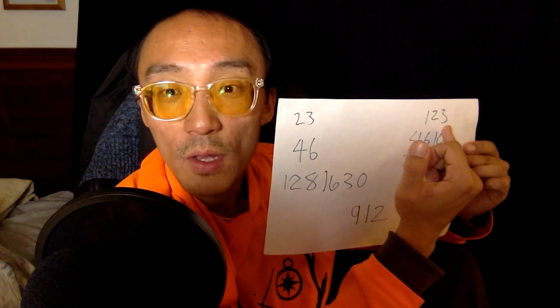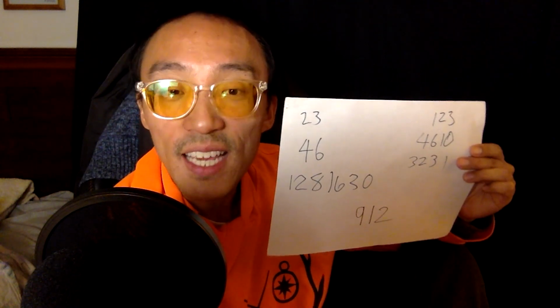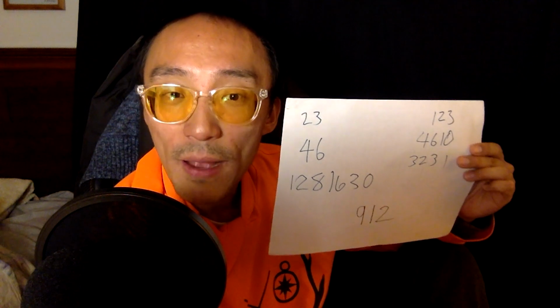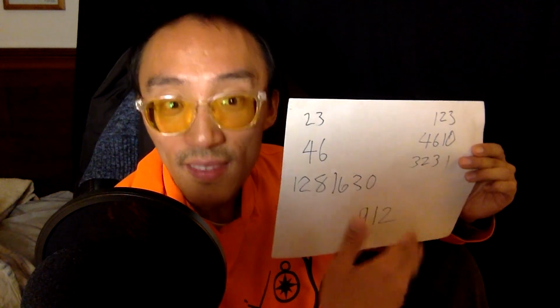Now 3. 3 is a little bit more tricky. The same technique with 2 doesn't work. What you actually have to do is add up all the digits. So 1 plus 2 plus 3, what is that? That's a 6. Is 6 divisible by 3? Yes. And that is the method.